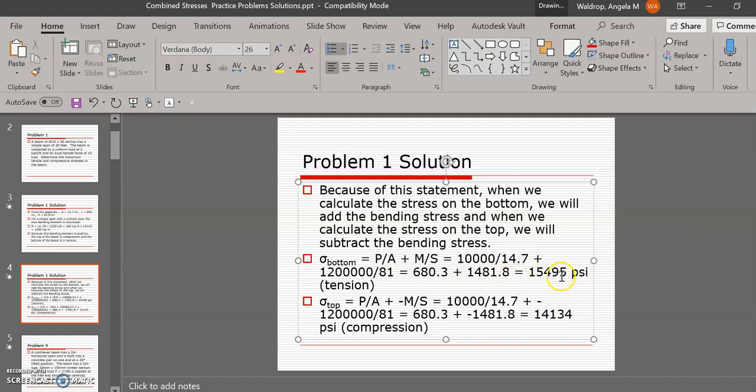Okay, so the top part is in tension, and we can see that 15,495 psi is the issue. And then we also have 14,134 in compression for the bottom.